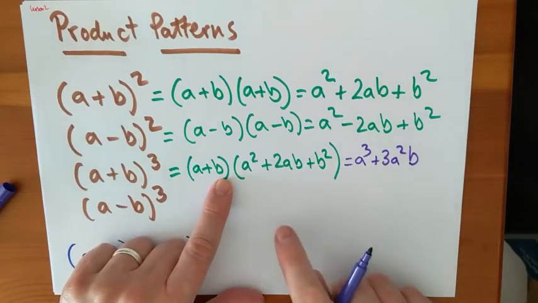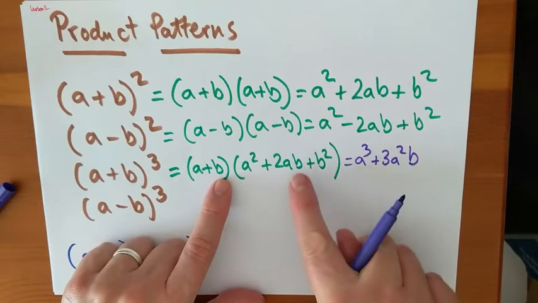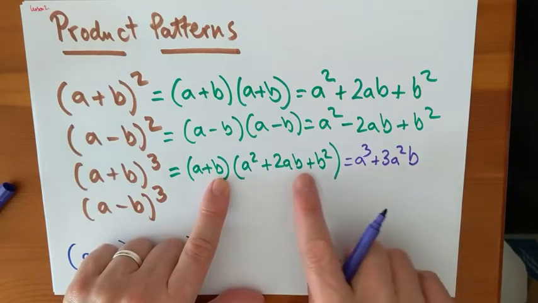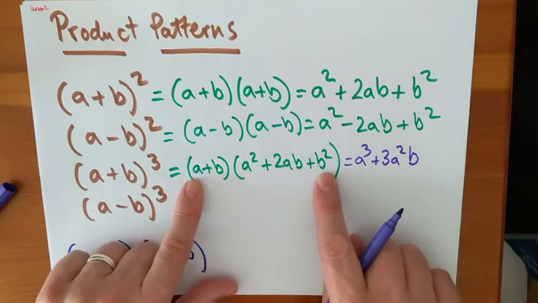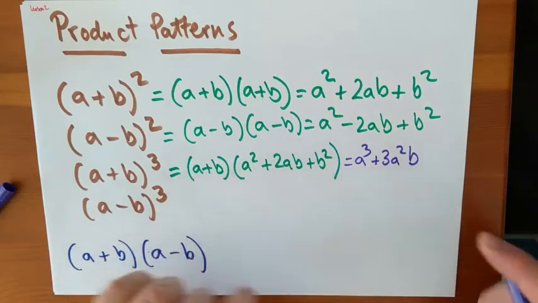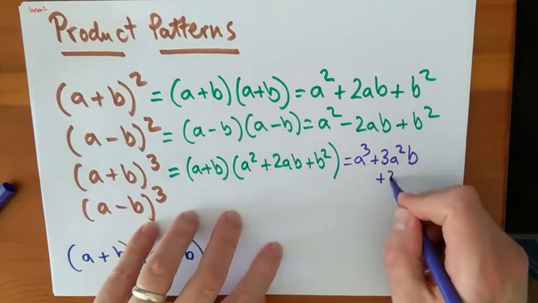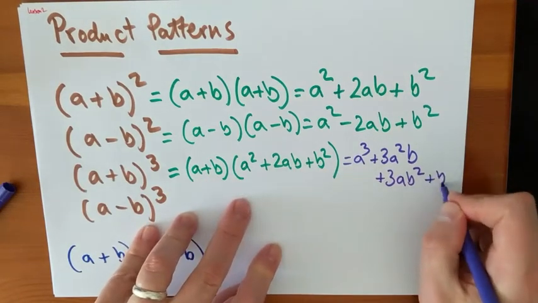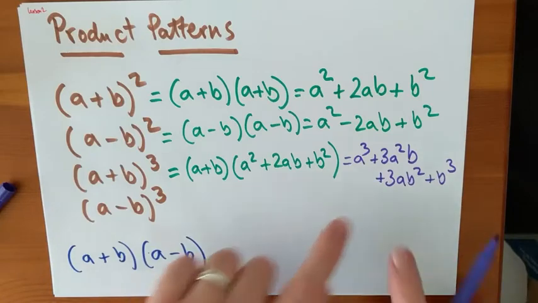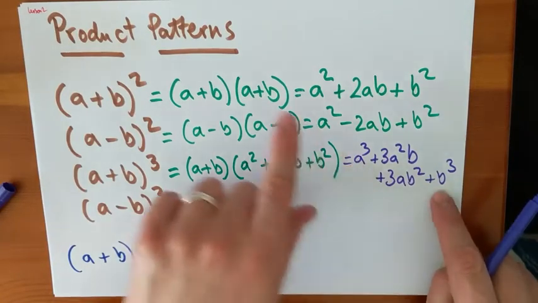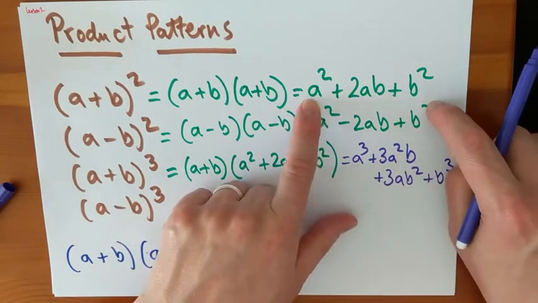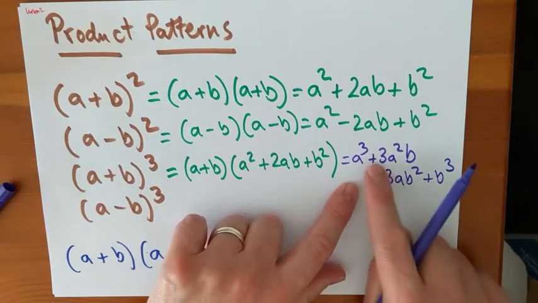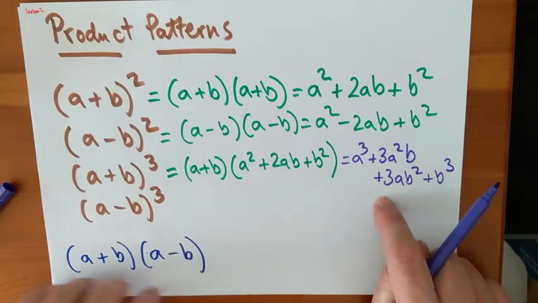And the same sort of thing happens when you start multiplying the 2ab by b, you get 2ab squared. And you also get b squared times a gives you an ab squared. So you end up with an extra 3ab squared. And at the back you have a b cubed. So you definitely have an a cubed and a b cubed, just like before we had an a squared and a b squared. But in the middle you have an a squared b and you have an ab squared. And you end up with 3 of those and 3 of those.